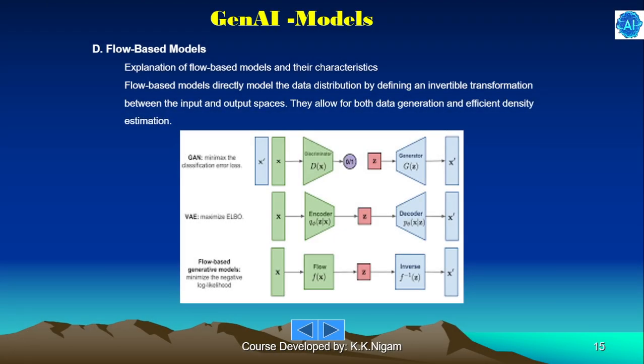Flow-based models, explanation of flow-based models and their characteristics. Flow-based models directly model the data distribution by defining an invertible transformation between the input and the output. They allow for both data generation and efficient density estimation.